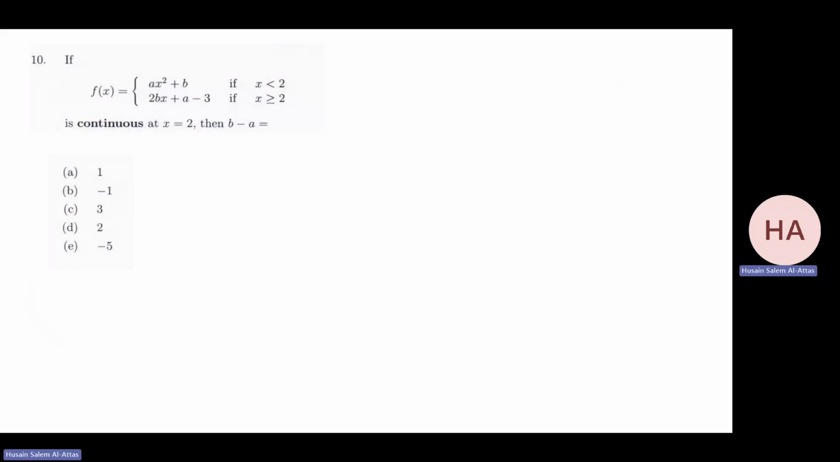Now this is continuous, but they have two variables. Everything is okay. So I need to check 2 from left or right. Limit as x goes to 2 from right. Let me do it. Equal f at 2 from right.